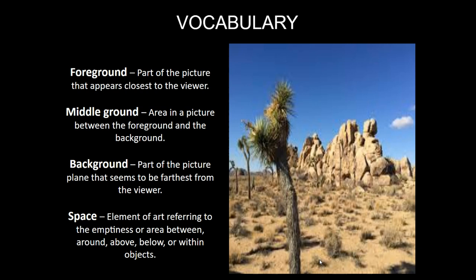So let's look at this photograph. In the foreground, we see the Joshua tree. Remember, the foreground is closest to the viewer and is usually at the bottom of the picture. In the middle ground, we see the sand and the rock formation. In the background, we see the sky. We can definitely notice the space we see in between objects, above, below, or even within.